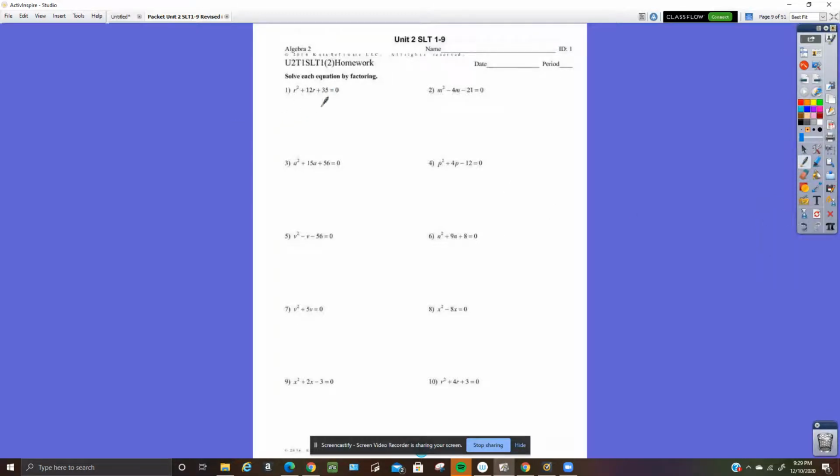Back to this problem. You want to find the factors of 35 that add up to 12, or 5 and 7. So we're going to have R plus 5 times R plus 7 equals 0, and R equal -5, or R equal -7.